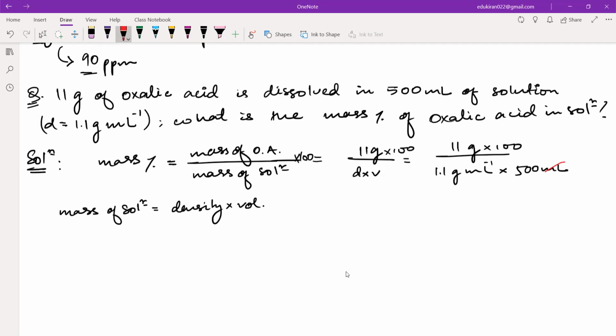देखिए ml will cancel ml, ओके ग्राम्स will cancel ग्राम्स. This is fine because mass percentage, percentage will not have any units. I have 11 upon 1.1 into 100 upon 500. Okay. So these two zeros and two zeros will get cancelled. And 1.1, if I multiply by 10, I will get 11. So we'll get 10 upon 5, which is equal to 2%.